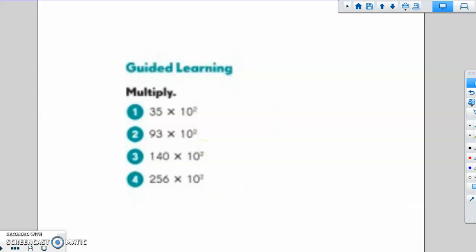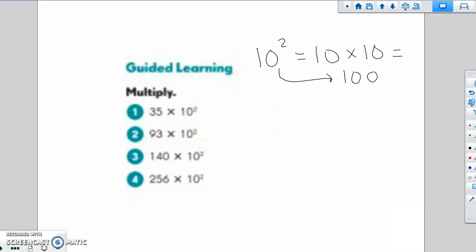Okay, so if I was going to use an exponent to help solve a problem, it's very similar to our work that we did the other day. I know that 10 to the second power is the same thing as 10 times 10. 10 times 10 is equal to 100.